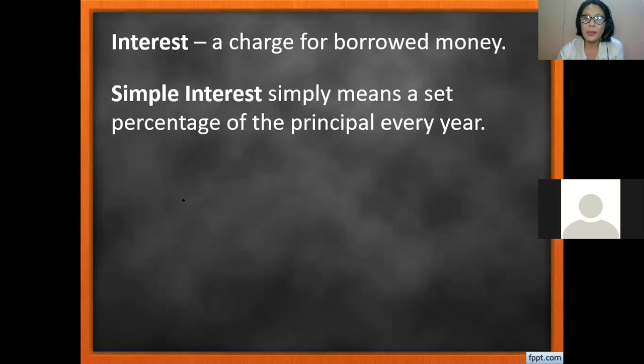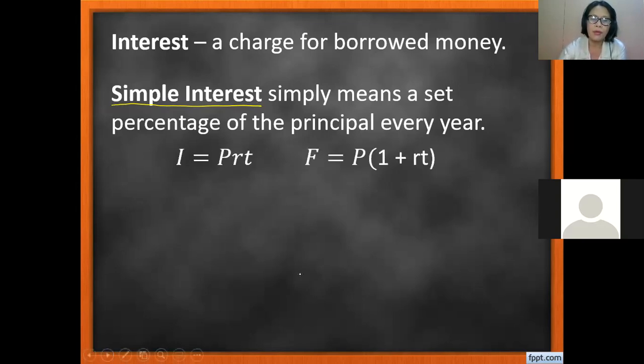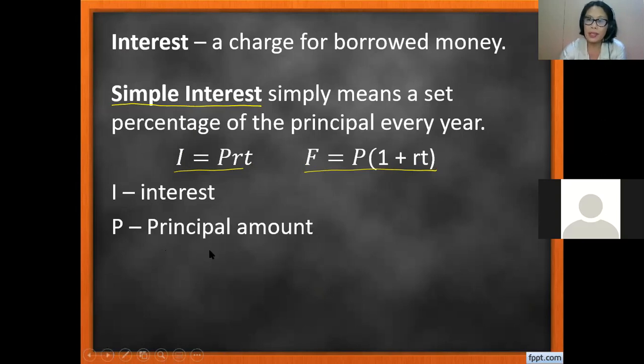Now, I'm going to discuss simple interest for today. And then next week, I'll be discussing compound interest. When we say simple interest, this simply means a set percentage of the principal every year. Okay. So we use this formula, I equals P R T. Let me explain each variable in the formula. I is the interest, and you know what interest is already. And then P is for the principal amount, that's the amount of money borrowed or the amount of money invested.